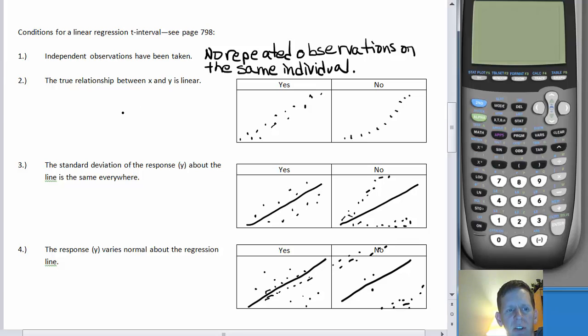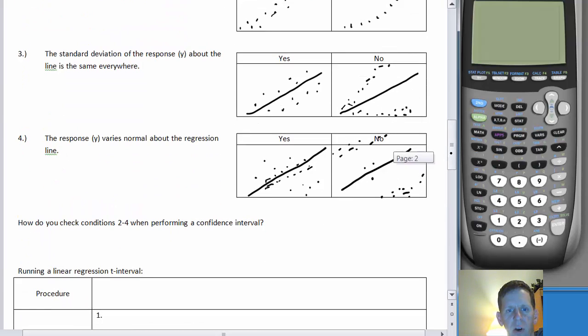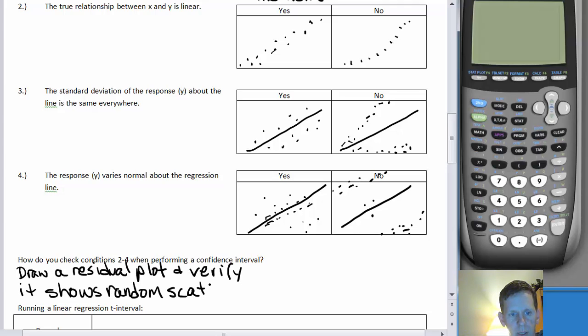Now, it can be challenging to check conditions 2, 3, and 4. So one way that we check these conditions and take care of all three of these things in one step is to draw a residual plot. So to check conditions 2 through 4, we're going to draw a residual plot. And if we typically see random scatter and not a curved pattern, it usually means that the relationship is linear, the standard deviation of the response about the line is the same everywhere, and that the response varies normally about the regression line. So that's your key, is to draw a residual plot and verify that it shows random scatter.